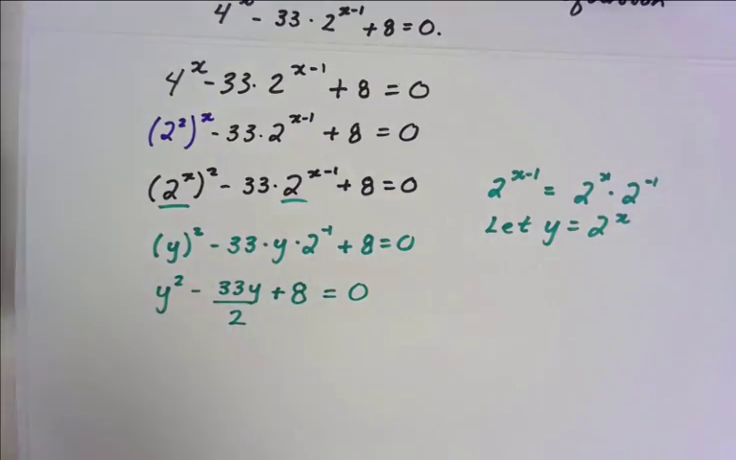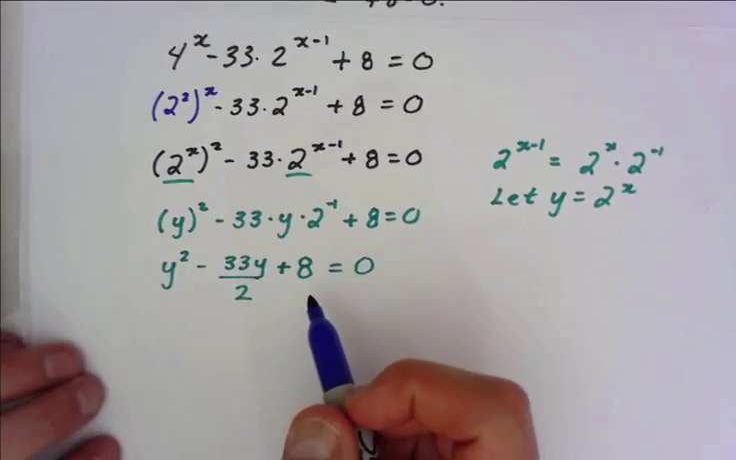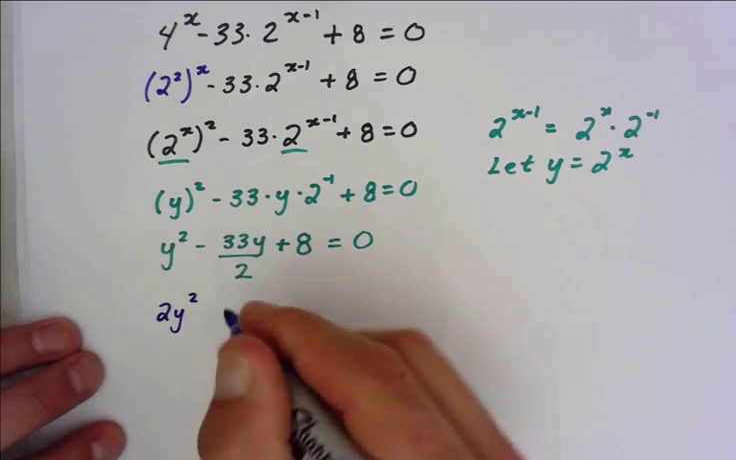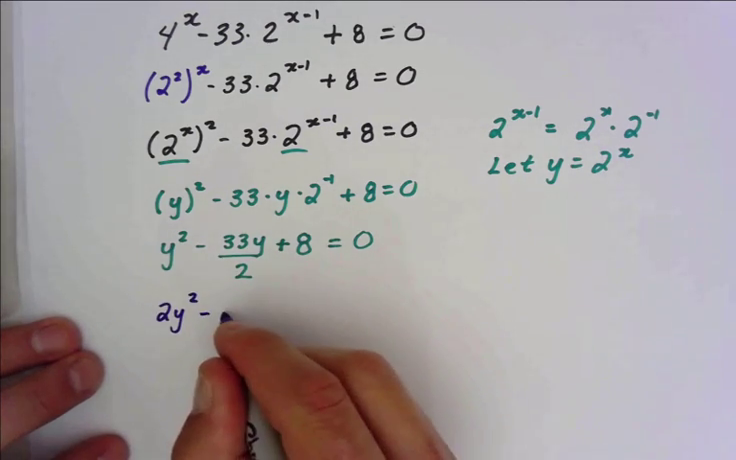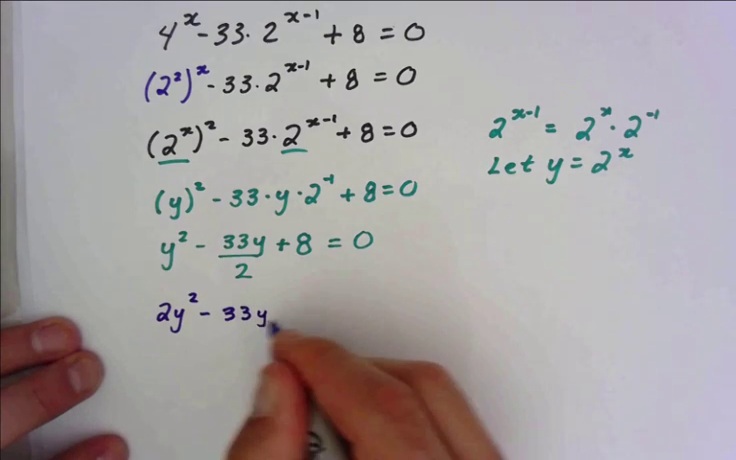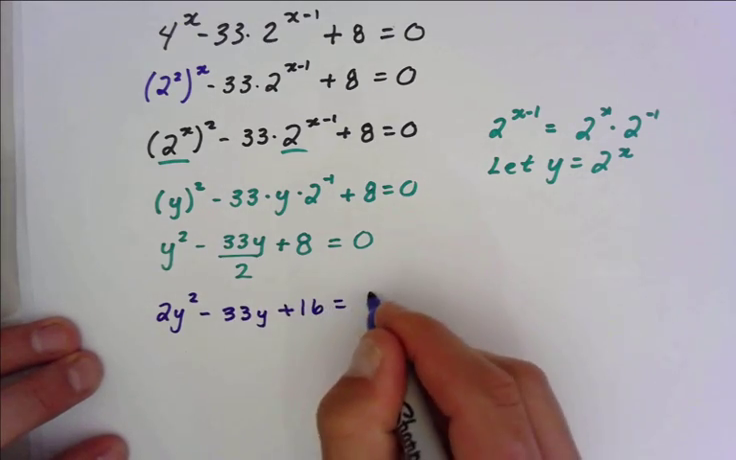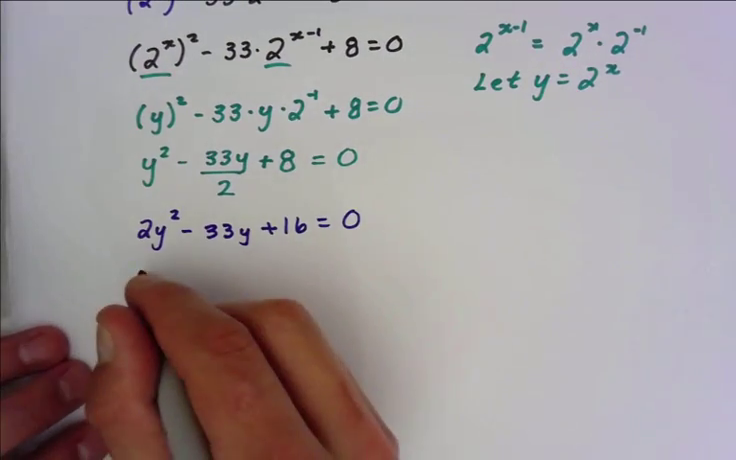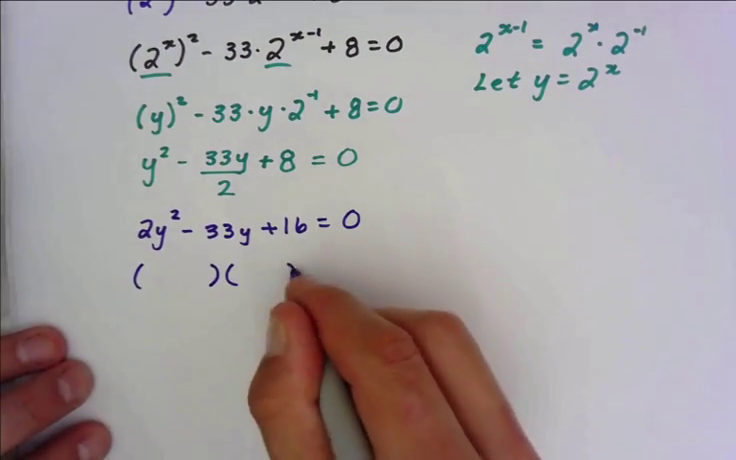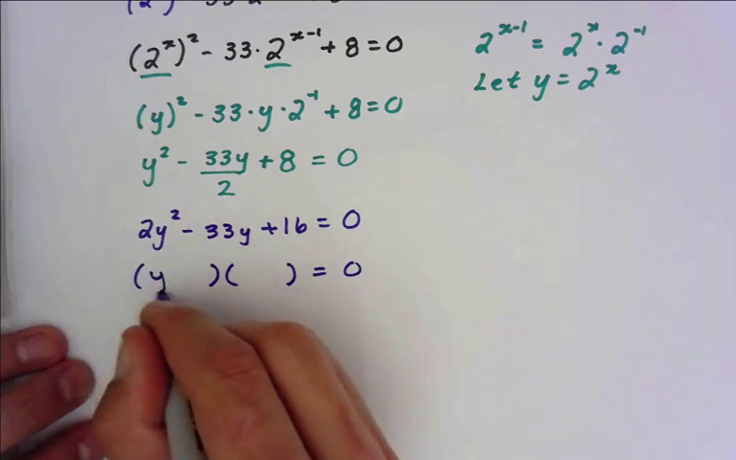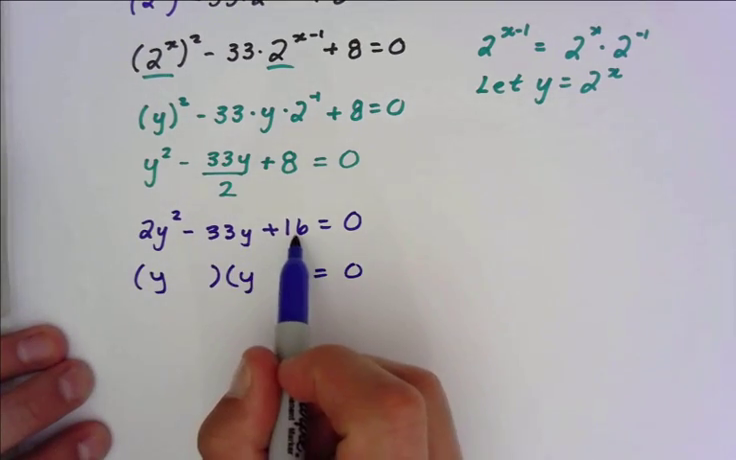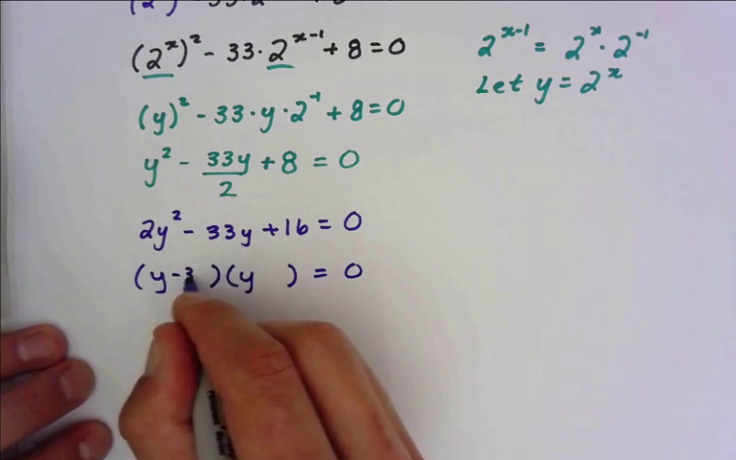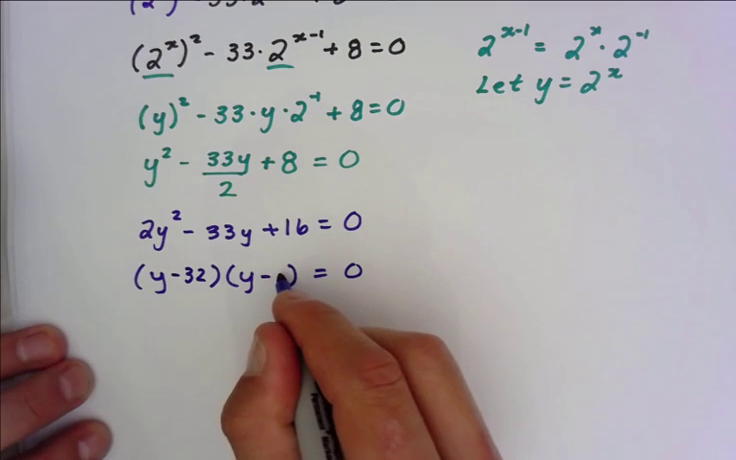We do not like having that fraction when we factor this, so we're going to multiply everything through by 2. I'll have 2y squared minus 33y plus 16 equals 0. Now I'm going to factor this quadratic. I'll make my double set of binomials, with y and y. I need two numbers that multiply to be 32 and add to be negative 33. That would be minus 32 and minus 1.